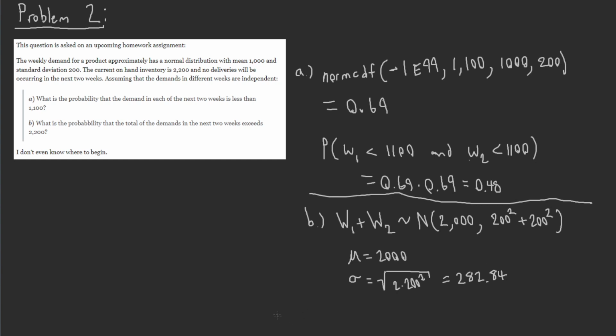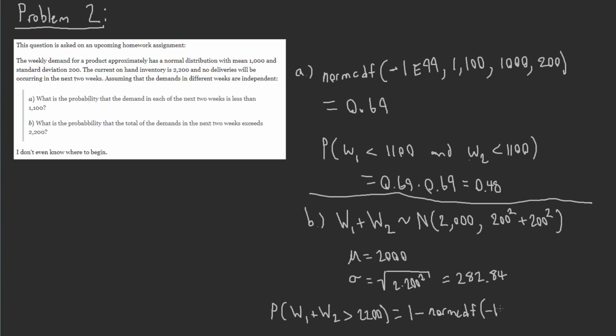And so now, if we want the probability of the demand in week 1 plus the demand in week 2 exceeding, so being greater than 2,200, I'm going to do it this way. This is just 1 minus the probability of the sum of the two demands being less than 2,200. And if you wanted to write that in your calculator, I just need to do it this way to make space, but this is just normal CDF.